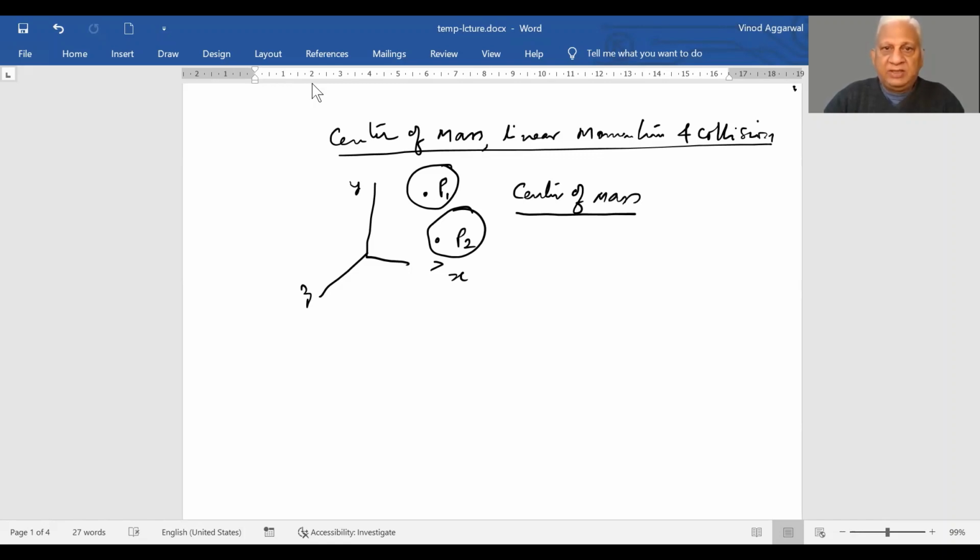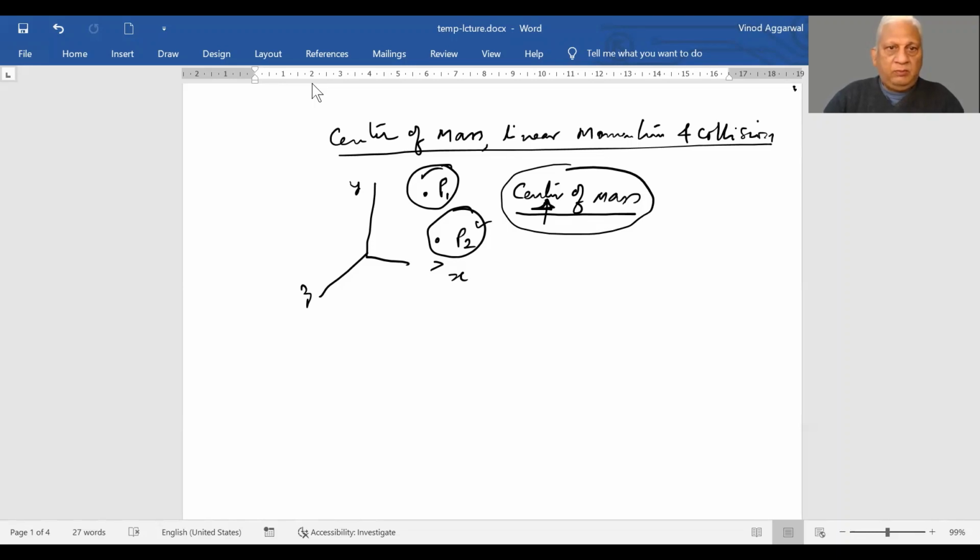The particles don't exist at the center of mass, but if you replace this particle and all other things with the total mass at this center of mass, then it is an equivalence, right? Okay.